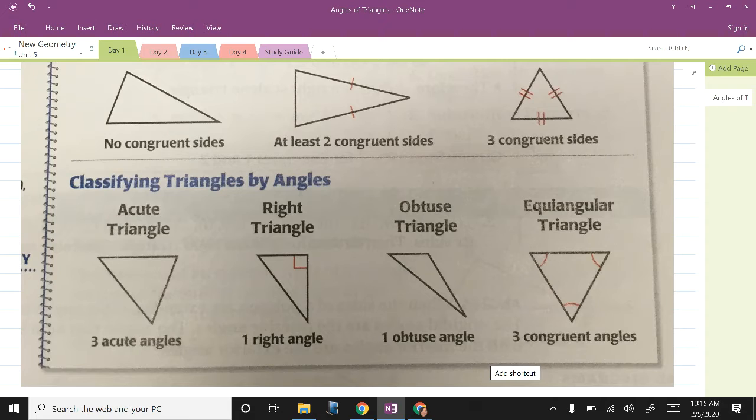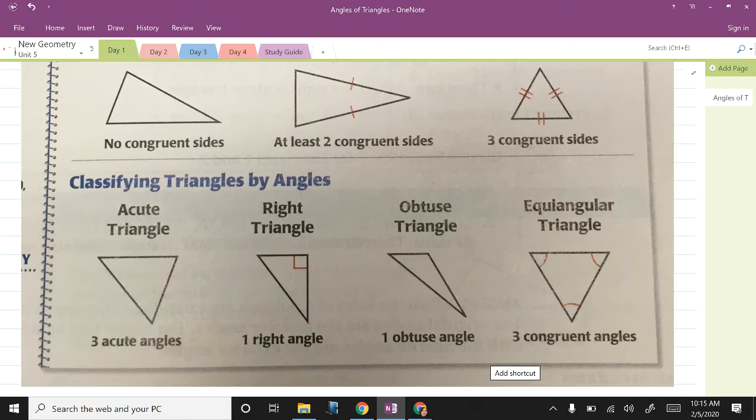All right, and then three congruent angles makes equiangular. Notice there's no L right there. It's not equilateral, it's equiangular. It's hard to say. So equilateral has three congruent sides. Equiangular has three congruent angles.